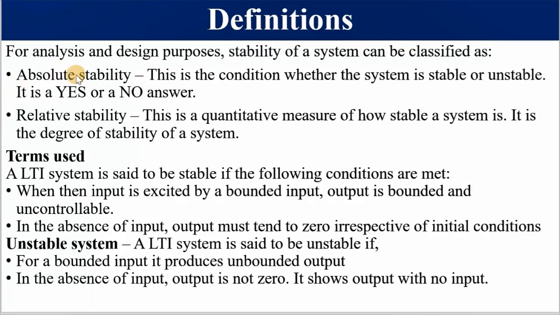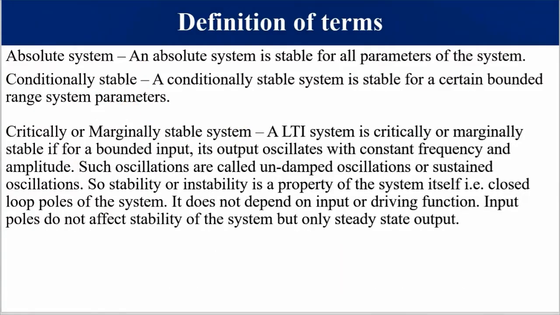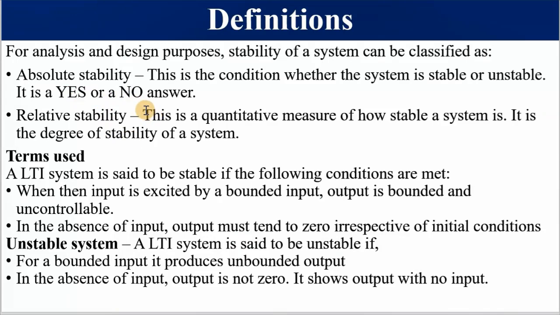Definitions. What we mean by absolute stability: this is the condition whether the system is stable or unstable. If it is stable, it is a yes, and if it is not stable, it is a no. This simply means it is either in or out, stable or not stable. What we mean by relative stability: it is the degree of stability of a system. We won't be looking at relative stability in more detail. We'll be concentrating on absolute stability.